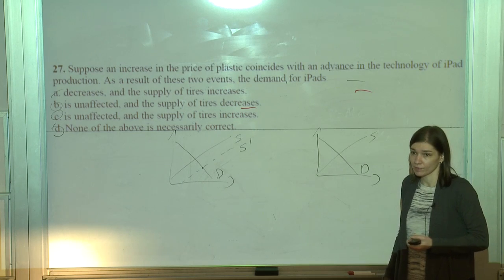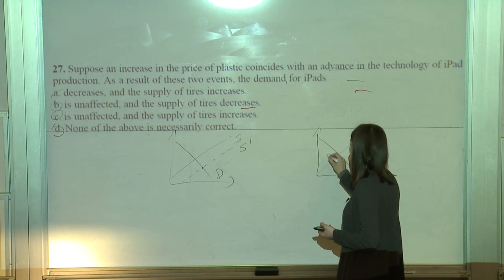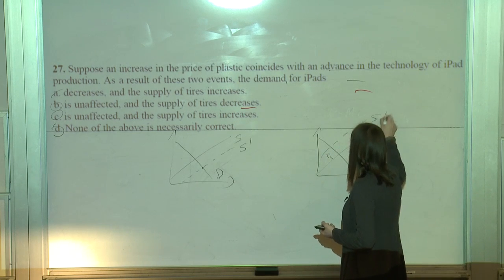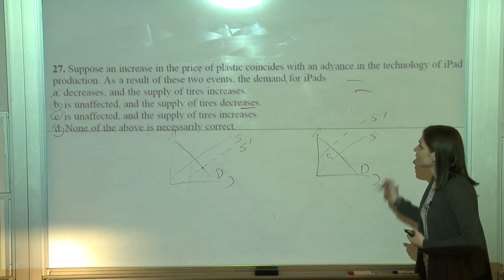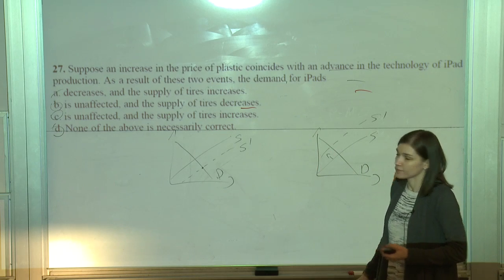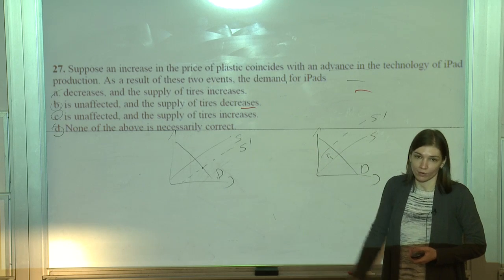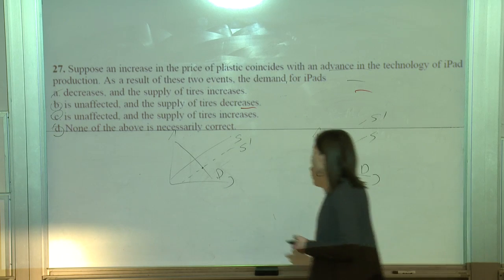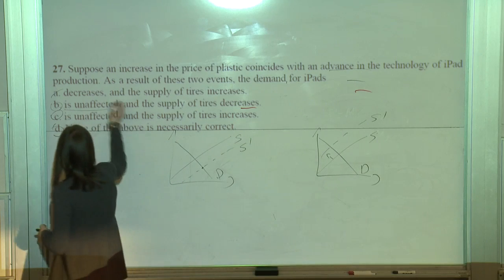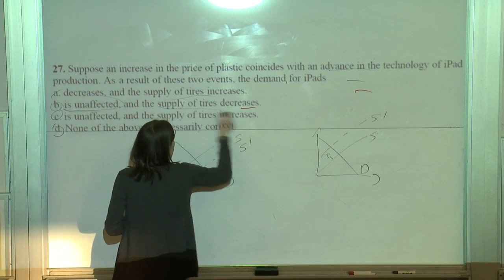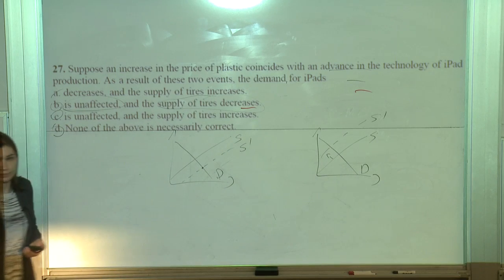Less supply, right? So now it's more expensive to produce them, so supply is going to be lower, which is a shift to the left, or a decrease in supply. So that will be B over there, right? That's the one.